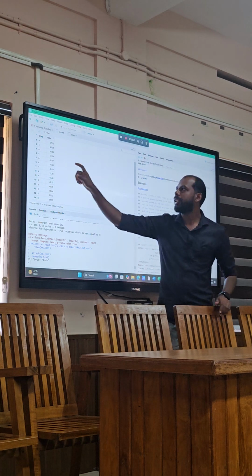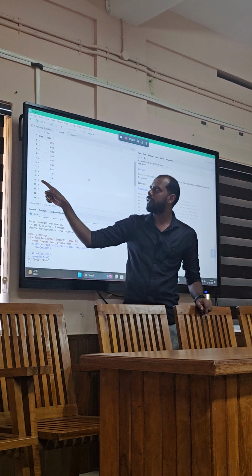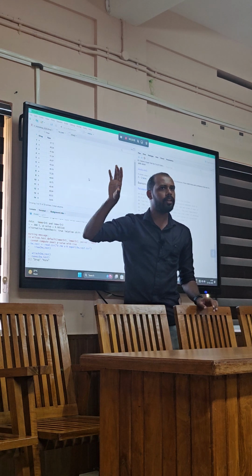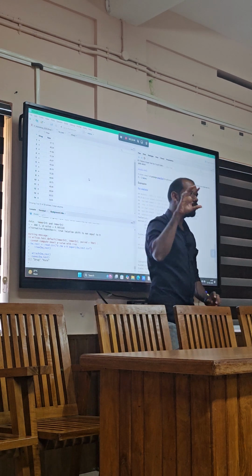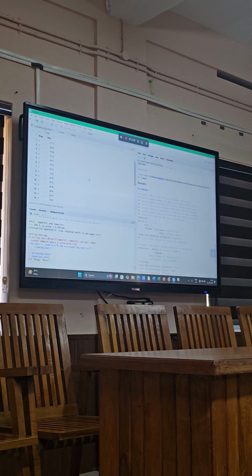Then preparing the data: this is A, which is repeating up to 10. That is, for 10 patients we recommended drug A. Similarly, for 10 patients we recommended B and C. And we need to identify which drug will be best. Clear? How to prepare the data? Any doubt?